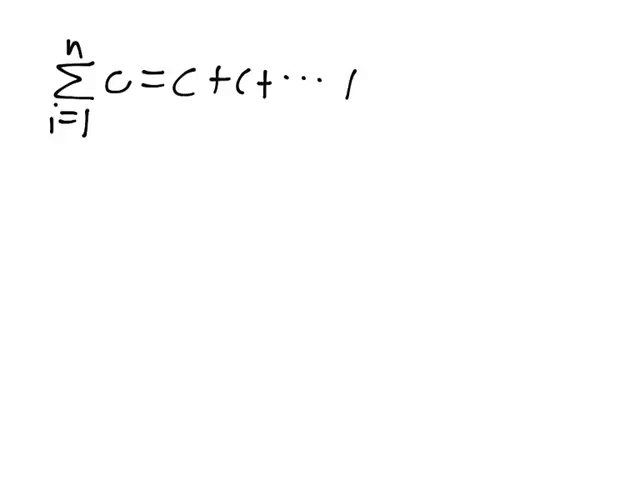Let's look at several explicit examples of sums. Say that we have the sum from i equals 1 to n of c for some constant c. This is just equal to c plus c plus ... plus c, where we have n copies of c. So this is exactly the same as saying n times c. So this sum evaluates to n times c.